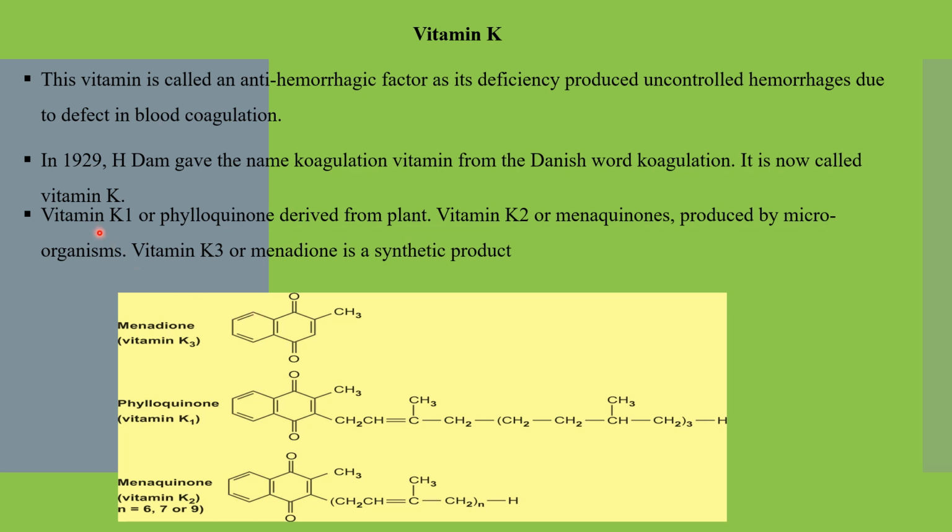As I have already told you, vitamin K1 or phylloquinone is derived from plants, while vitamin K2 or menaquinone is produced by the microorganisms in the intestine itself. Then vitamin K3 or menadione is a synthetic product. So these are the various members. In 1929, the name was given from the Danish word koagulation, so that's how it is known as vitamin K.